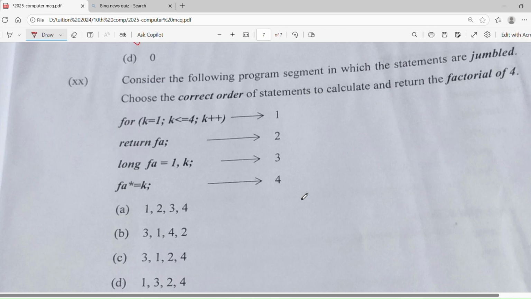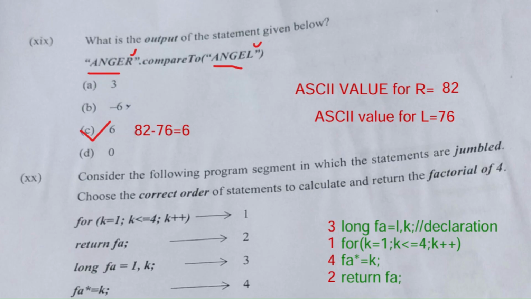Now come to question number 20. Consider the following program segment in which the statements are jumbled. Choose the correct order of statements to calculate and return the factorial of 4. Explanation for question 20. Factorial calculation. The correct order of statements for calculating the factorial of 4 follows a structured approach. Correct order: 3, 1, 4, 2. This sequence ensures correct execution, first declaring variables, second running the loop, third updating the factorial, and finally fourth returning the result. So the correct answer is option B, 3, 1, 4, 2.